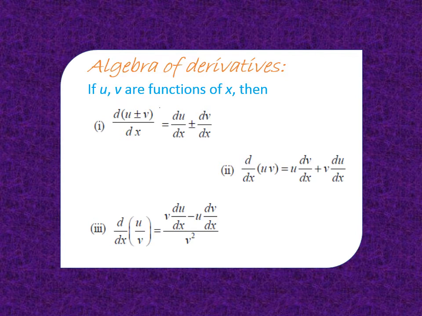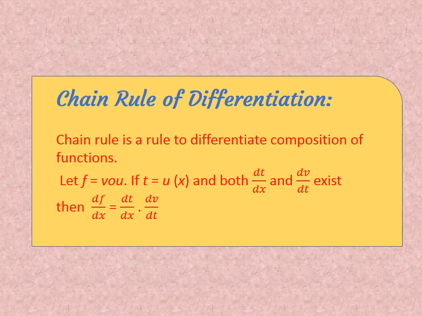So pause and note down these points. Next is chain rule of differentiation. Now the definition of this one is quite tricky, but the application is very simple. So first let's start with the definition. The chain rule of differentiation is a rule to differentiate a composition of functions, where more than one function is there.